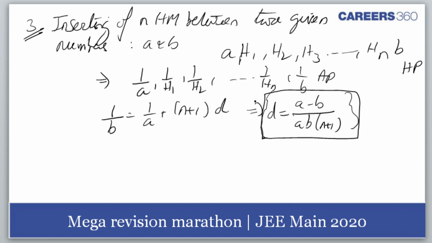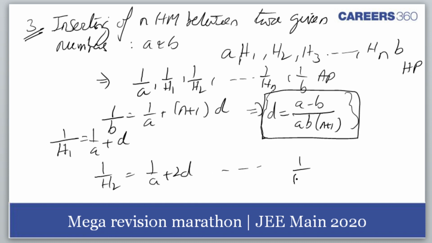So D we get here. So what is H1? 1 by H1 would be 1 by A plus D. 1 by H2 would be 1 by A plus 2D and so on. 1 by Hn, the nth harmonic mean, would be 1 by A plus nD. And D you will take from here.